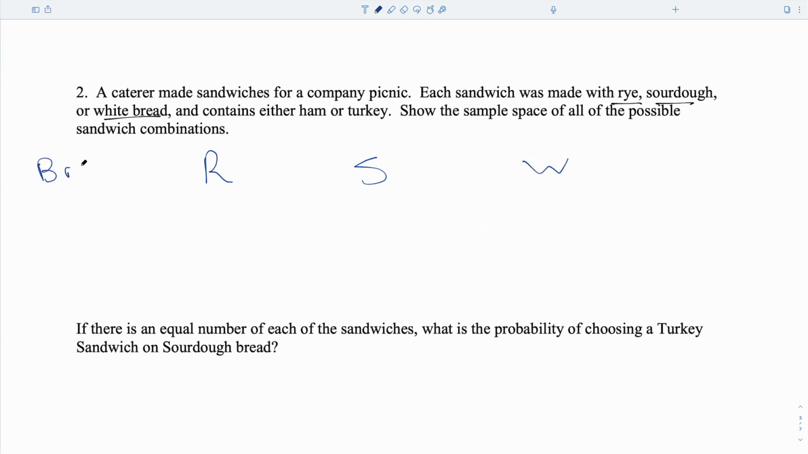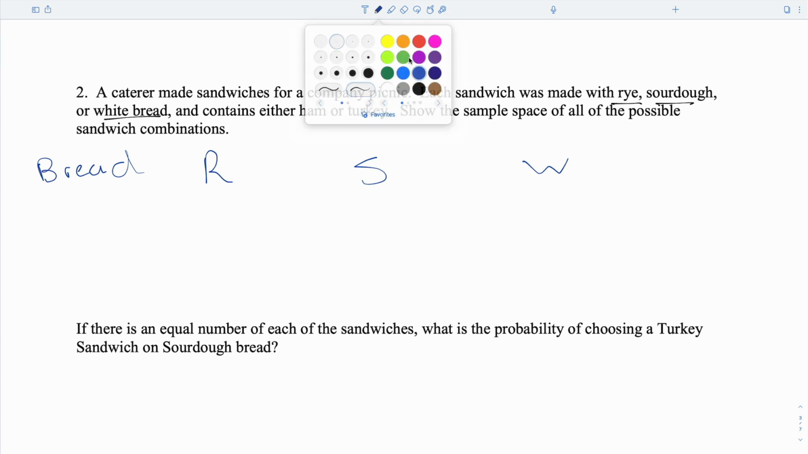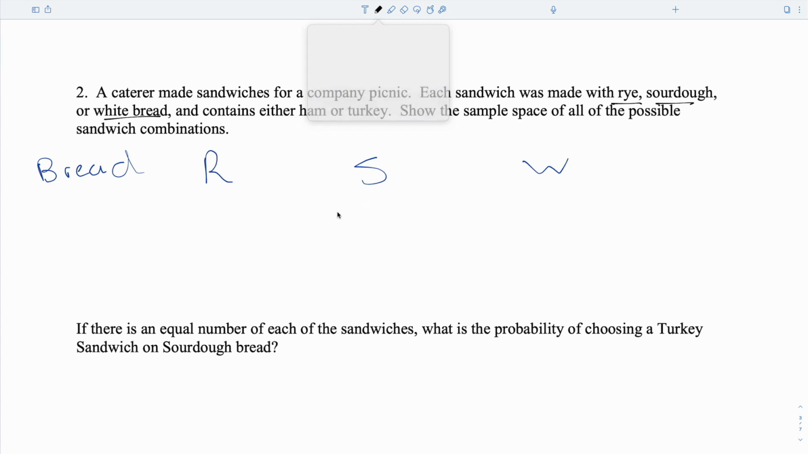Up here is your bread options. With your toppings or your fillings of the sandwich, you can either have ham or turkey. So rye can either have rye with ham or rye with turkey. You can get a rye ham sandwich or a rye turkey sandwich. Thumb up when you have that on your paper. Rye ham or rye turkey.